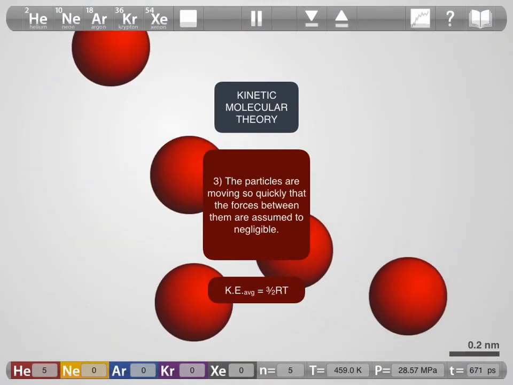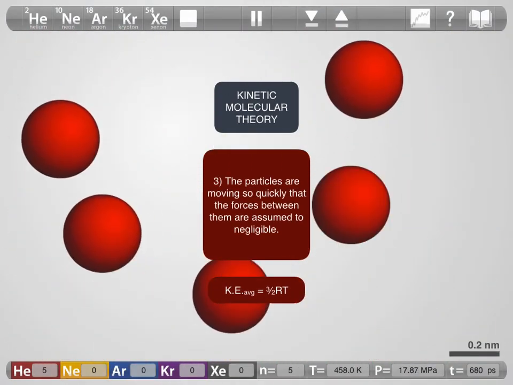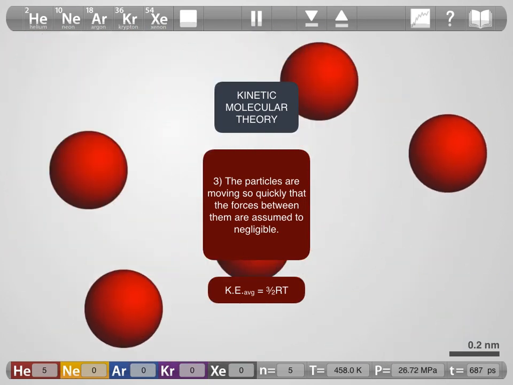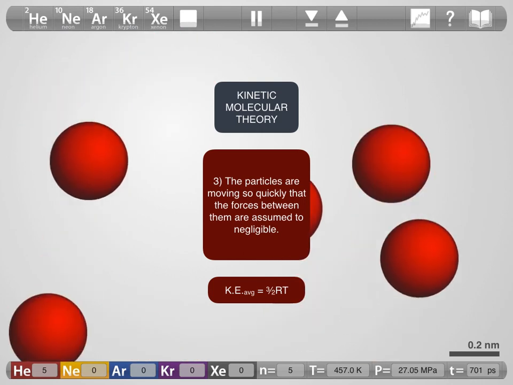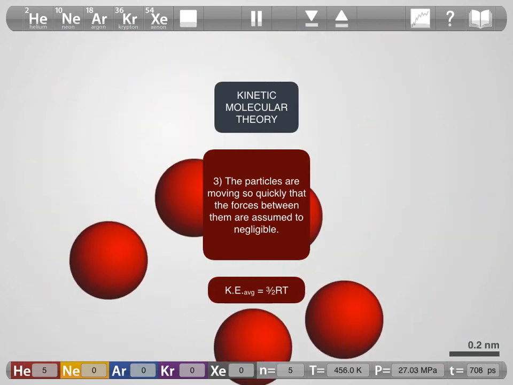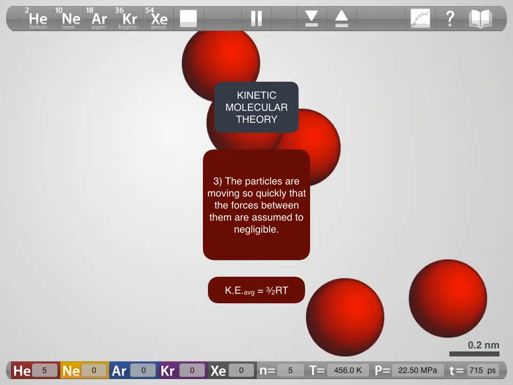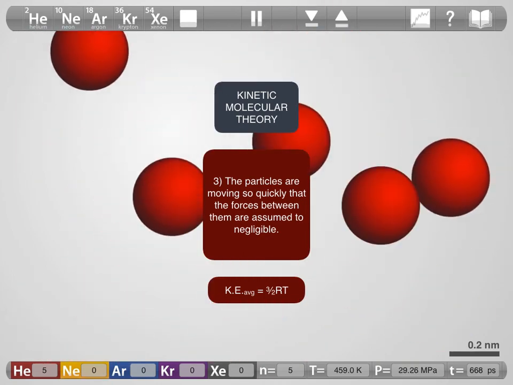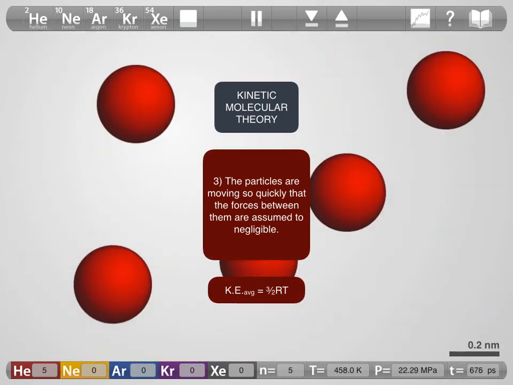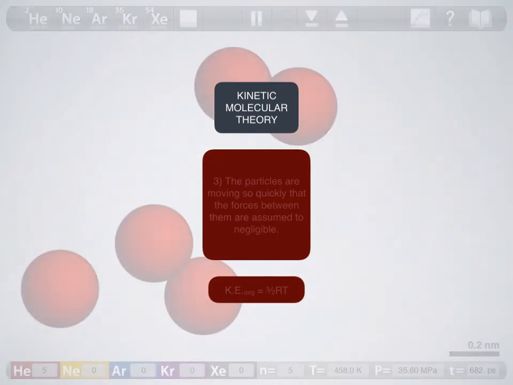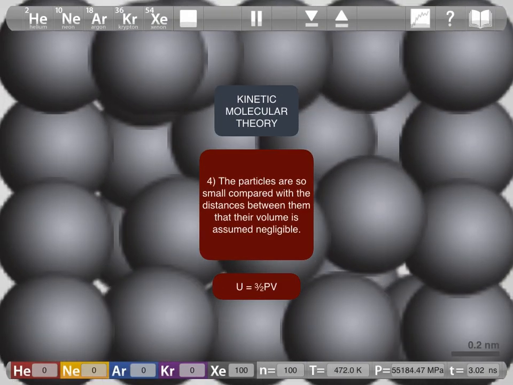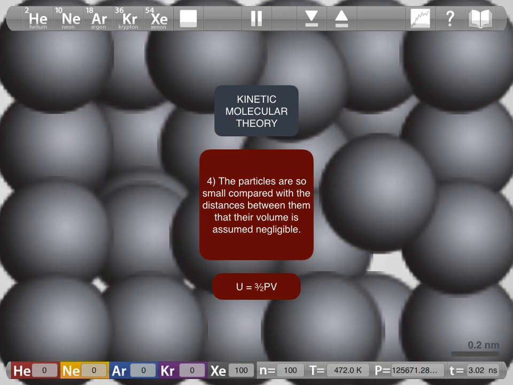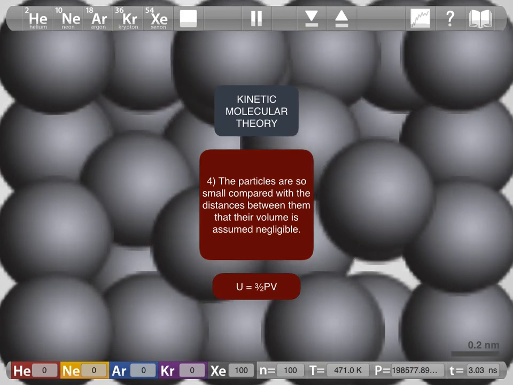Additionally, the particles move so quickly that the forces they have upon one another are considered to be negligible. Finally, the last postulate is that the particles are so small that their own volume is considered to be negligible.